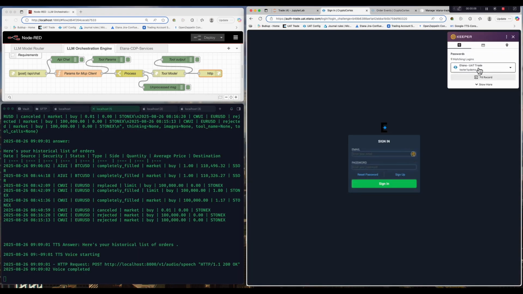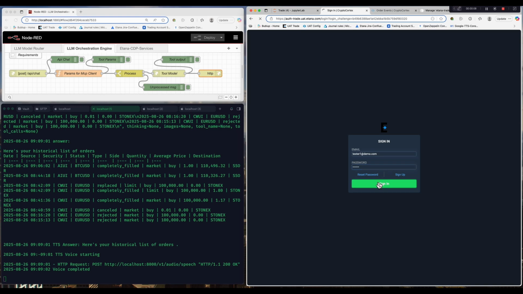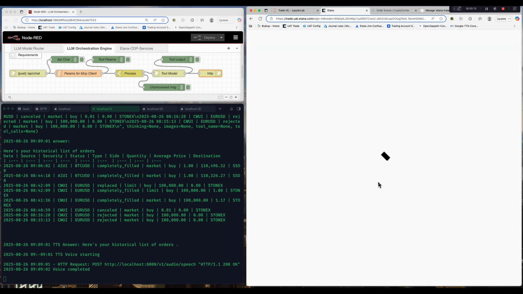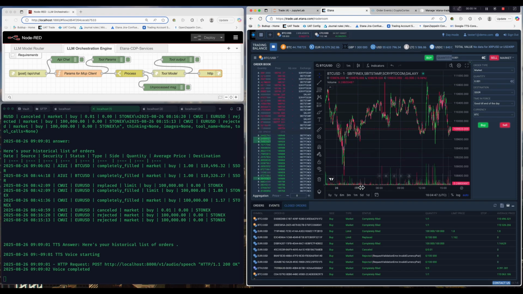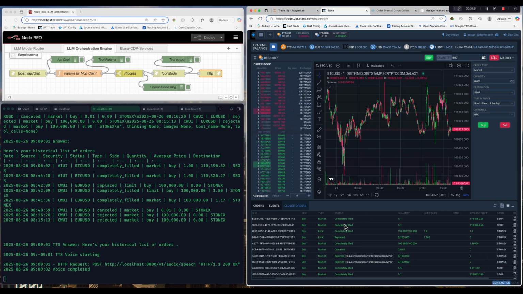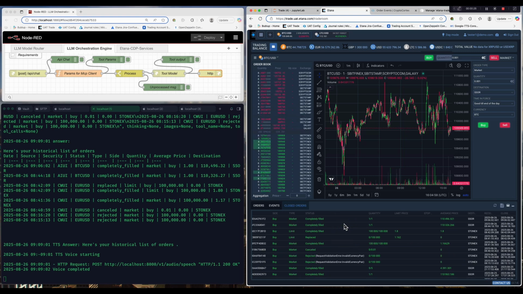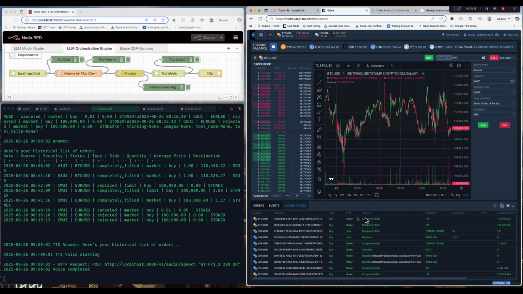For fun, let's log into our professional trading system, the very same system that we were using to communicate with our LLM through natural language. As you can tell, really robust. Order book, trading view charts, and if you start to look towards the bottom of the screen on the closed orders, you can see the execution of 1 Bitcoin.